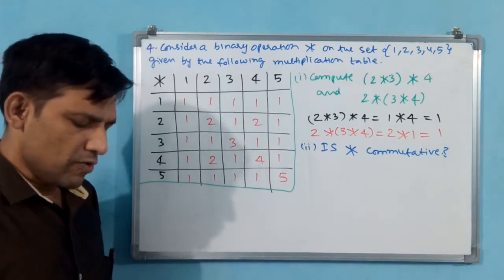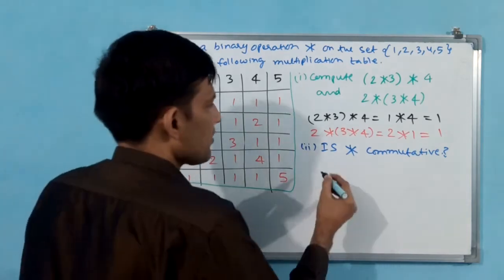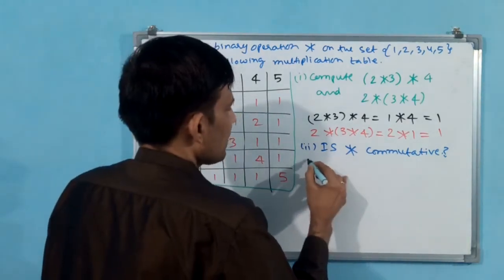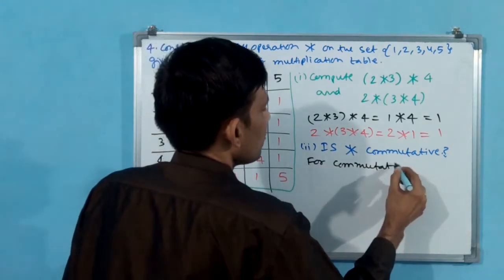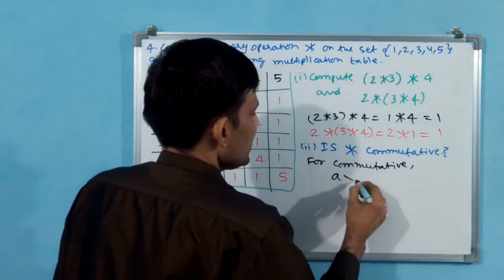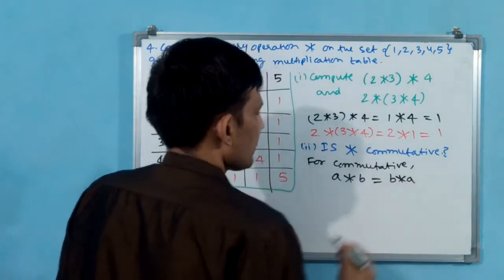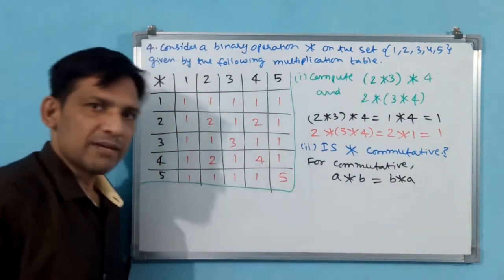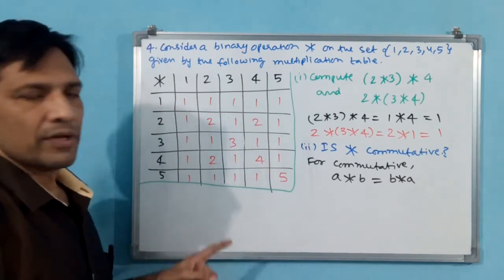See, what is commutation? For commutative, we have to see only two elements: A star B should be equal to B star A. Now you need not see all, but randomly you check whether this comes or not.